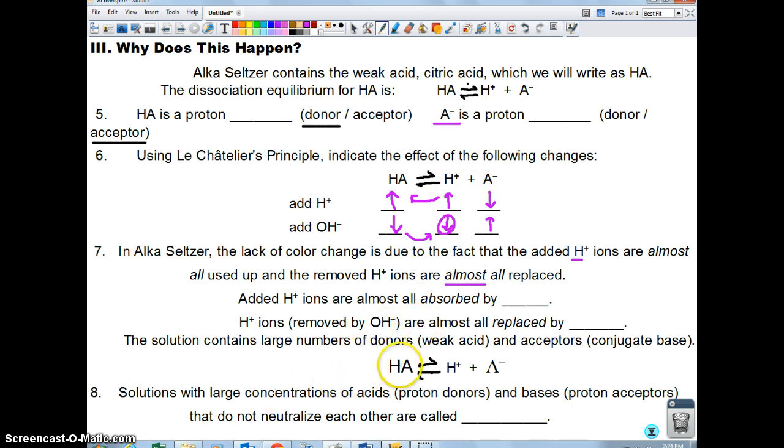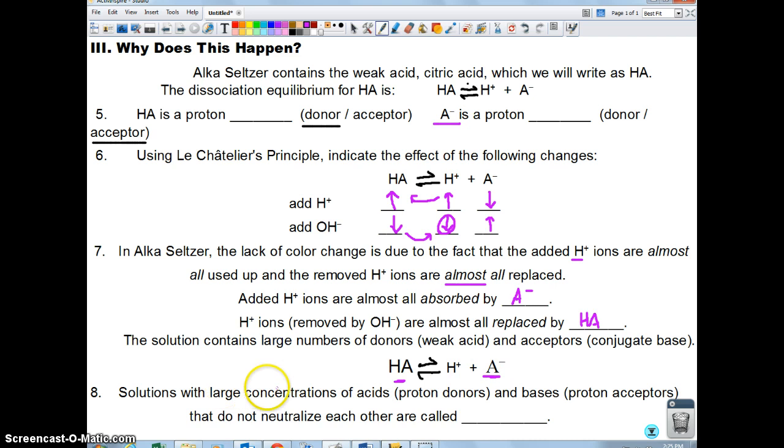So what we can say is that the added H+ ions are almost all absorbed. What are they being absorbed by? They're being absorbed by the A-. And the H+ ions, which are being removed by the OH-, are almost all replaced by the HA. The Alka-Seltzer solution itself contains a large number of both donors and acceptors, the conjugate base of the weak acid. There's lots and lots of this, and lots and lots of this already in the container.